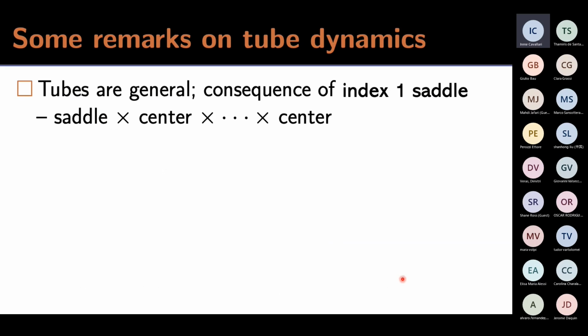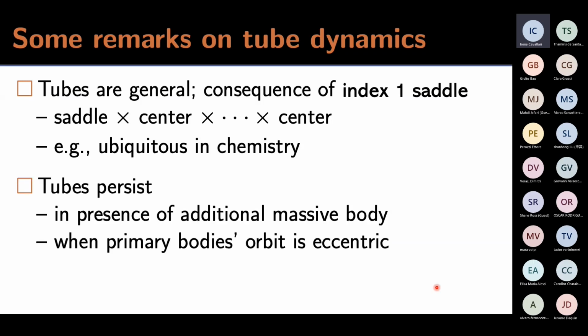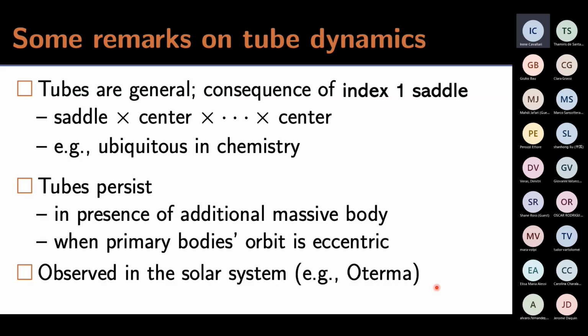And again, these tubes are general; they're just a consequence of being an index 1 saddle. They're ubiquitous in chemistry, so there's a lot in the chemistry literature about this. It's related to the transition state theory, and they persist even in the presence of additional massive bodies. You can see this numerically. We've also done some recent work on the time periodically perturbed restricted 3-body problem to show that these structures really do exist, even when the primary body's orbit is eccentric.